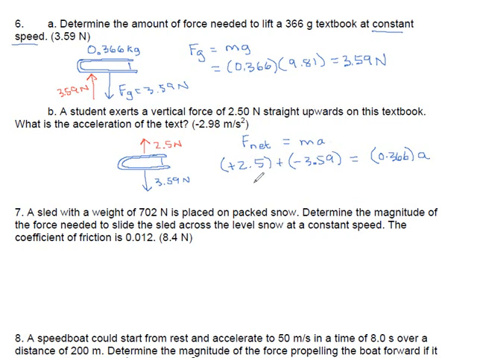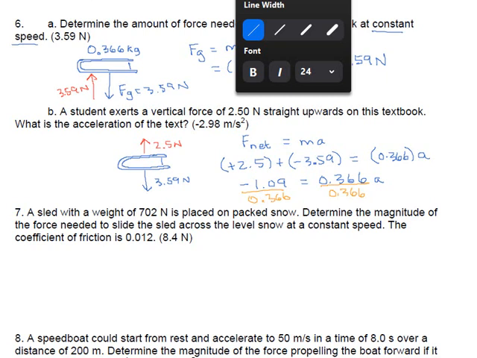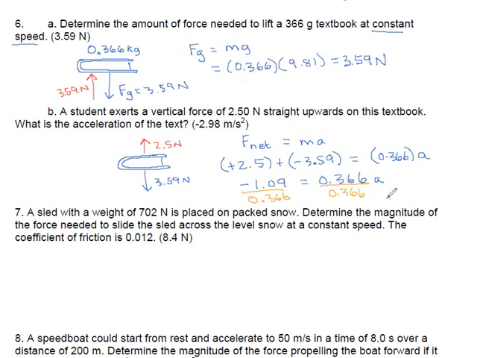2.5 minus 3.59 is minus 1.09, and that equals 0.366 times A. So if we want to solve for A, we divide both sides by 0.366. A is multiplied by this. We want to do the opposite. We divide by that amount. You probably remember that because you're in Physics 30, but just in case you haven't thought about it for a while, that's what we're doing.